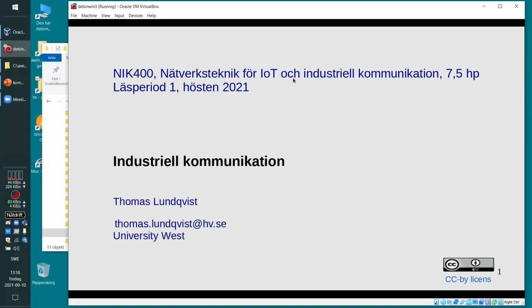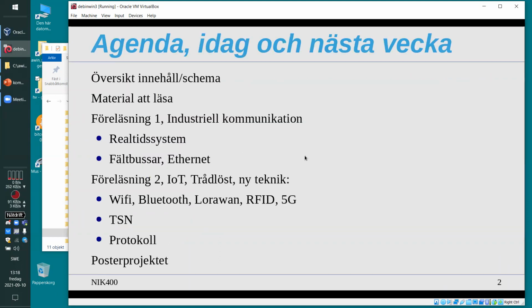So I mix between different environments here. It's time for the lecture in industrial communication. And I've forgotten that it should be in English. So I will translate the slides later on. Many of the terms are similar, so I think it's fairly understandable, and the pictures are fairly understandable, actually.